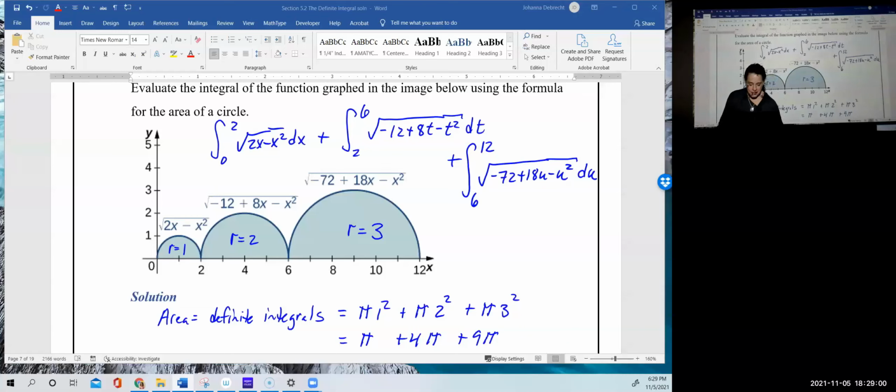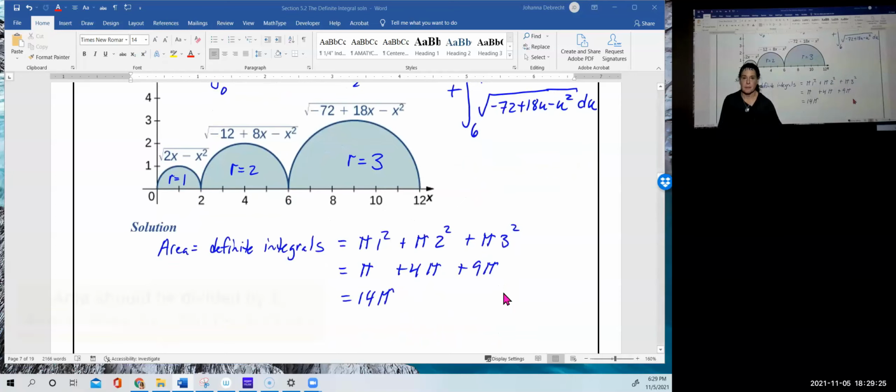Let's see how you did. If you're looking at the pictures, you can see that I've labeled them with the value of their radius, r equal 1, r equal 2, and r equal 3. Then I computed the area, which is equal to the sum of the three definite integrals that we have here, as pi times 1 squared plus pi times 2 squared plus pi times 3 squared, which gives us 14 pi.